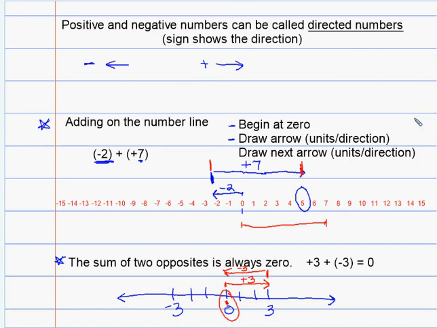Okay, so a lot of different terminology for positive and negative numbers: signed numbers, directed numbers. We talked about absolute value and how to add numbers on a number line. So you'll get a lot of practice in the practice set with your problems. And with that, I guess I will see you in class.